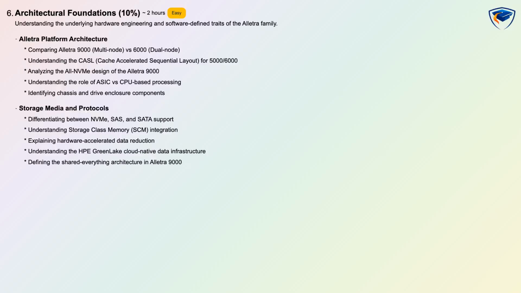You will understand Alletra platform architecture, comparing Alletra 9000 multi-node systems with 6000 dual-node platforms, learning CASL behavior for 5000 and 6000 and the all-NVMe design of the 9000. The domain explains the role of ASIC versus CPU-based processing, chassis and enclosure components, and details on storage media and protocols such as NVMe, SAS and SATA, storage class memory integration, and hardware accelerated data reduction.